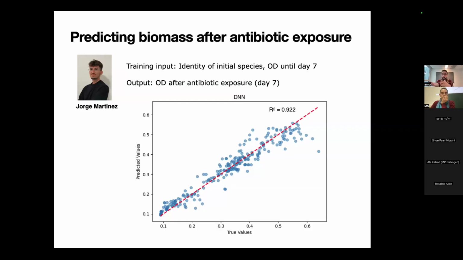So we want to combine different tools, also with the sequencing data that we just got, to try to understand a bit better how complex communities might react to perturbations.